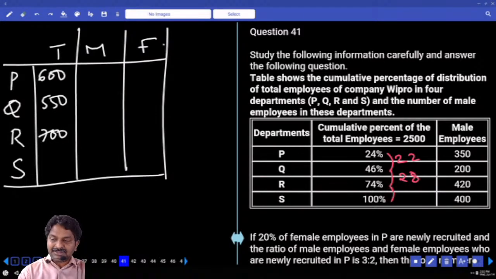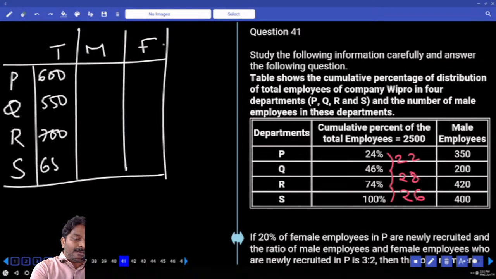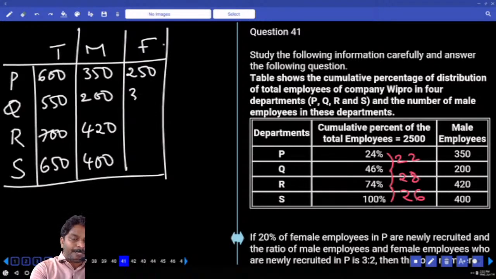Difference between these two numbers? 26. That means 2% less than the previous number, 50 less than the previous number, 650. Understood? Right. Next, male employees: 350, 200, 420, 400. The difference between total and male will give you female: 250, 350, 280, 250.